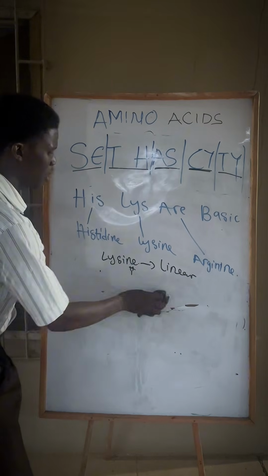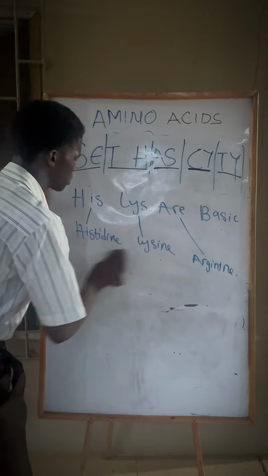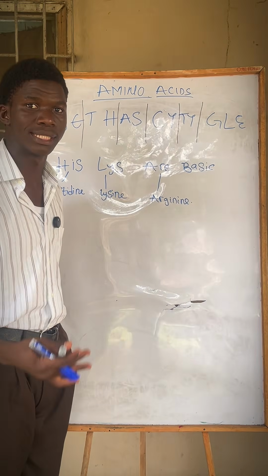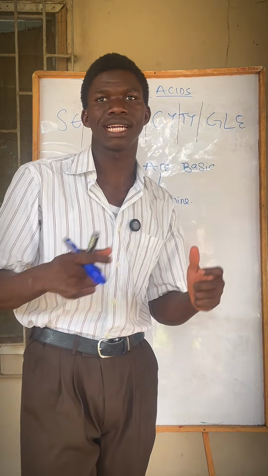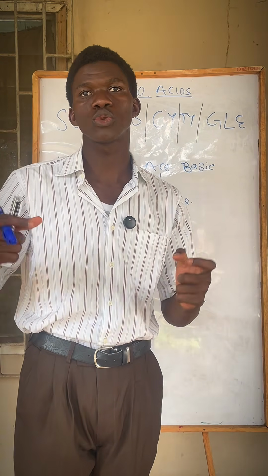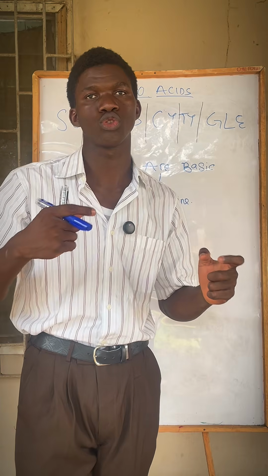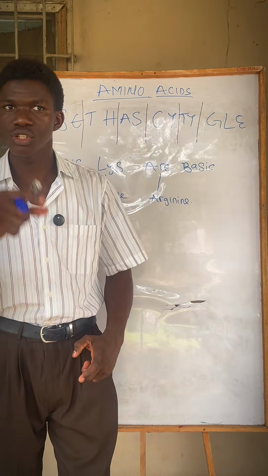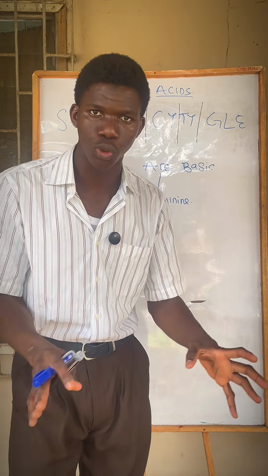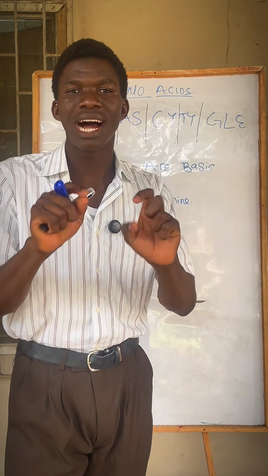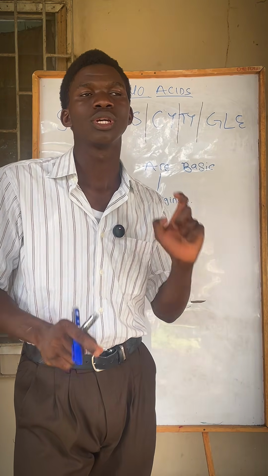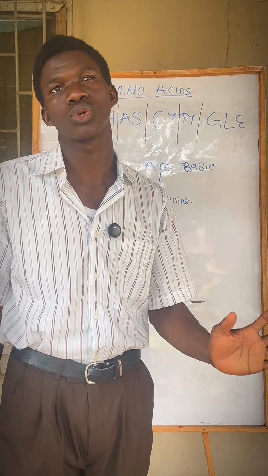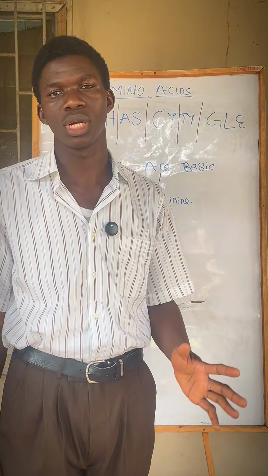Now the next one is arginine. You see, the structure of arginine is kind of tricky. But for you to understand how to draw it, you need to understand something first. And this thing you need to understand is very simple. You need just a basic thing. The basic thing you need to understand is the structure of urea. How do we draw the structure of urea? What is urea? Do you understand it?